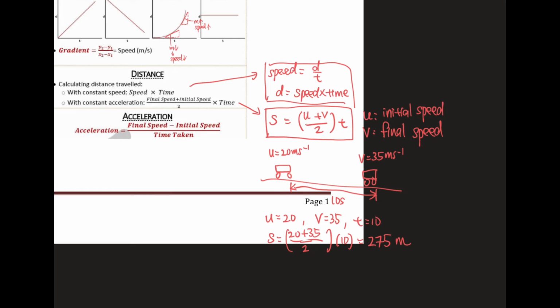Okay, so finally you can see another formula here. Acceleration is final speed minus initial speed over time taken. So normally you will see this formula as a equal to v minus u over t.